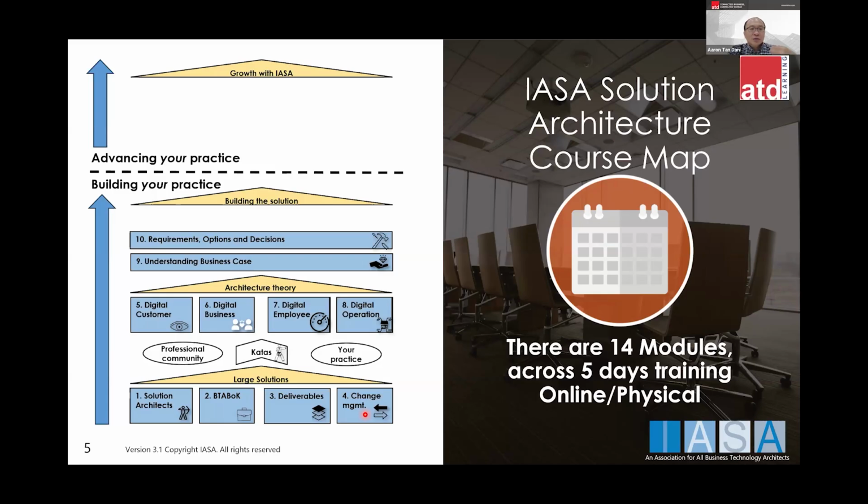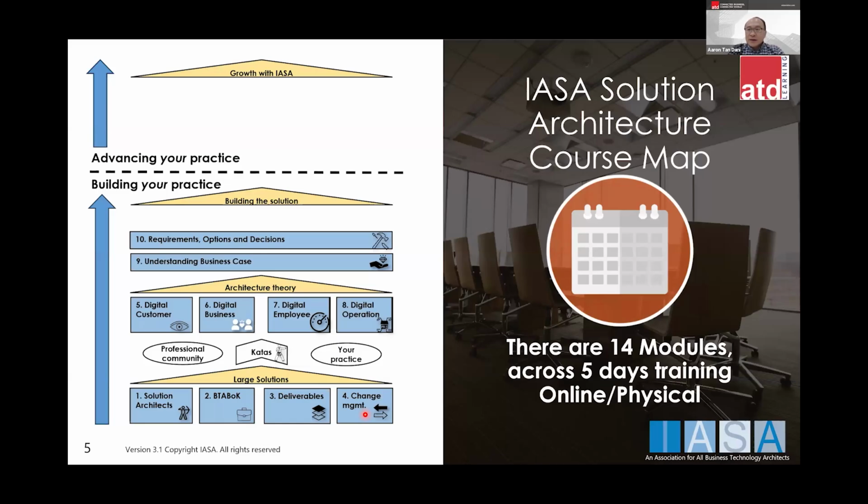Once you understand the business case, the next step is to understand the requirements, options and the decision. How do you make a particular decision? What are the options out there? So these are typically the job of the architect. Of course, for each of these 14 modules, there will be one or two or three canvas workshops presented to you at the end of the module. So it's pretty hands-on, practical training, not only theory, but of course, in this introduction, I will just give you a glance at the journey, what sort of experience you will learn.